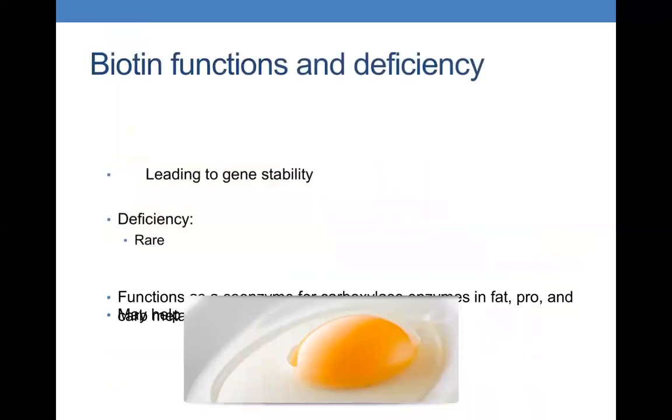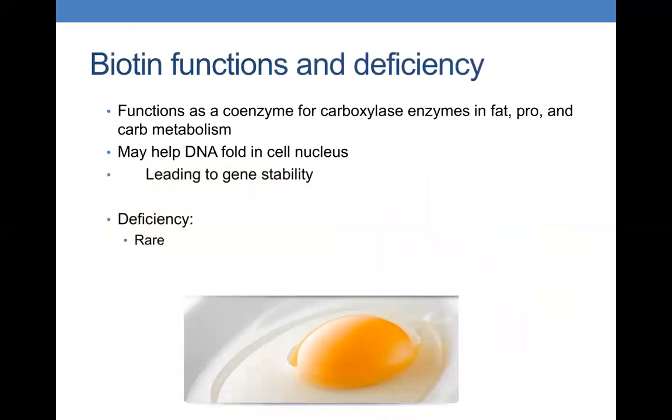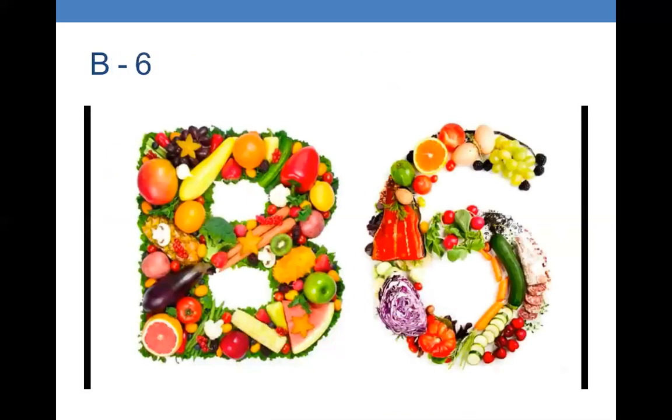Functions and deficiency. It functions as a coenzyme, of course it does, because it is a B vitamin. It helps convert pyruvate to oxaloacetate. Remember, that is an important part of the citric acid cycle. It can also help DNA fold, and deficiency is very rare. There are some genetic deficiencies where people cannot break it down and metabolize it, but this is pretty rare.